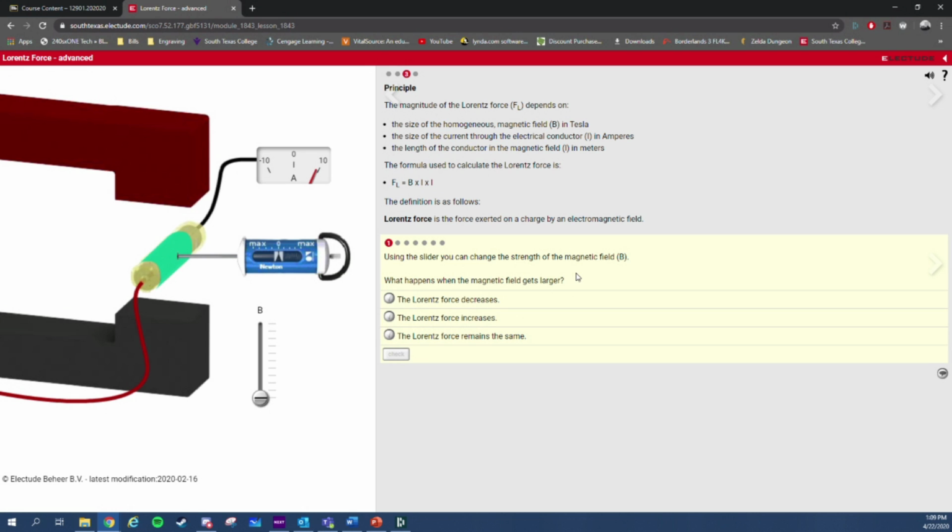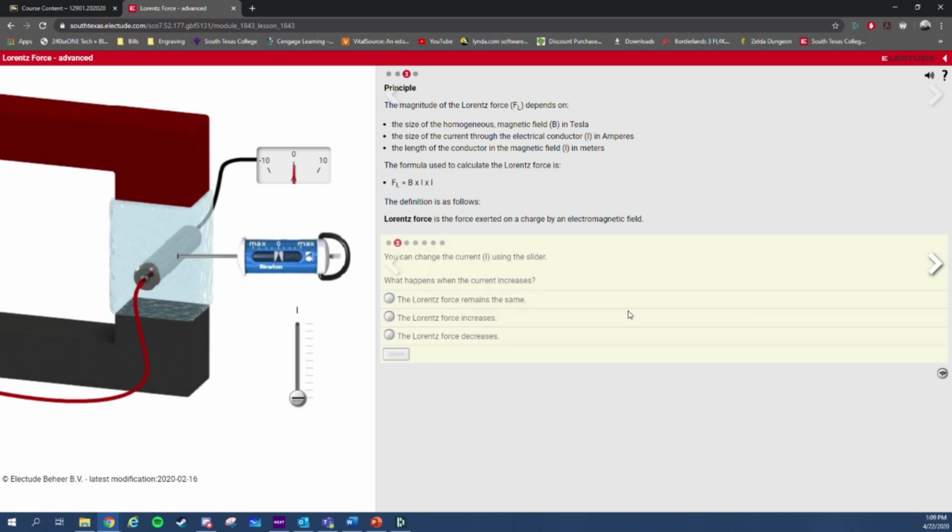Using the slider, you can change the strength of the magnetic field. Okay, so let's do that. What happens when the magnetic field gets larger? The Lorentz force increases. Increases, right? Because it's moving? Mm-hmm.